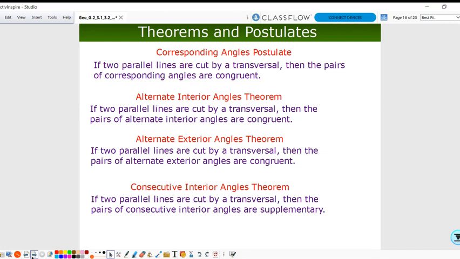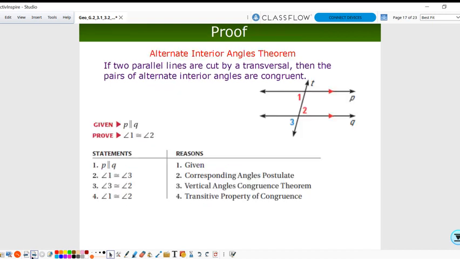Alternate exterior angles theorem. If 2 parallel lines are cut by a transversal, then the pair of alternate exterior angles are congruent. And we have the consecutive interior angles theorem. If 2 parallel lines are cut by a transversal, then pairs of consecutive interior angles are supplementary. We do have a proof for each of these, so take a moment to pause the video.